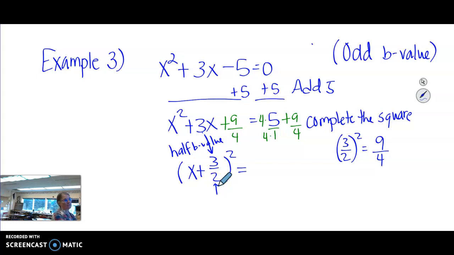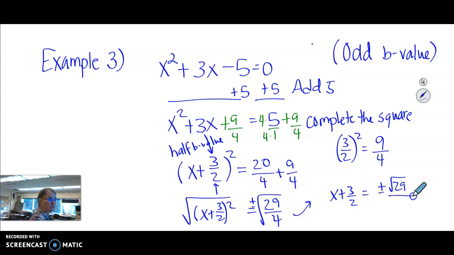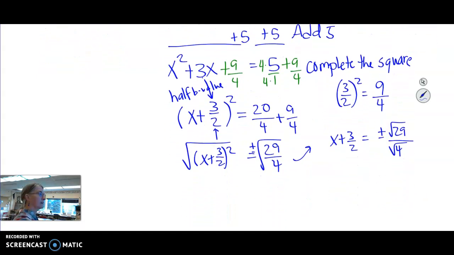And then I have 4 times 5, which is 20, over 4, plus 9 over 4, so 29 over 4. We're going to take the square root to get rid of the squaring. Take the square root of this side and do plus or minus. Moving over here, I have x plus 3/2 equals plus or minus. I'm going to split the quotient up, square root of 29 over square root of 4. And the square root of 4 is 2, so I can write that.